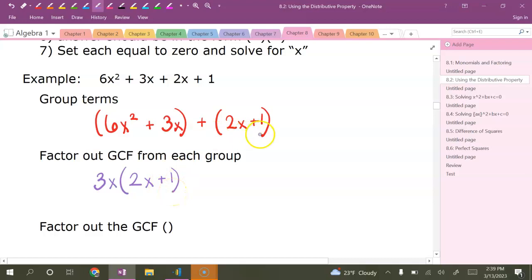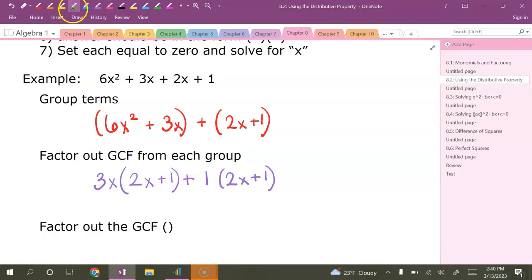Now, out of the second grouping, I really can't take anything out because I can't take like a 2 out of 1. That wouldn't work out very nicely. And the 1 doesn't have an x, so I can't really take any letters out either. So instead, I'm just going to bring it down as it is. So it says 2x plus 1. But what I would maybe suggest that you do is in front of the parentheses, put a 1. And you'll see why I tell you to do that in just a minute here.